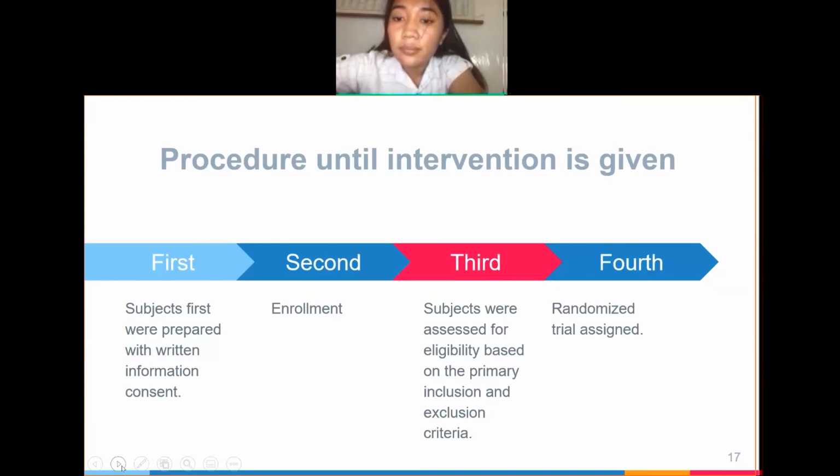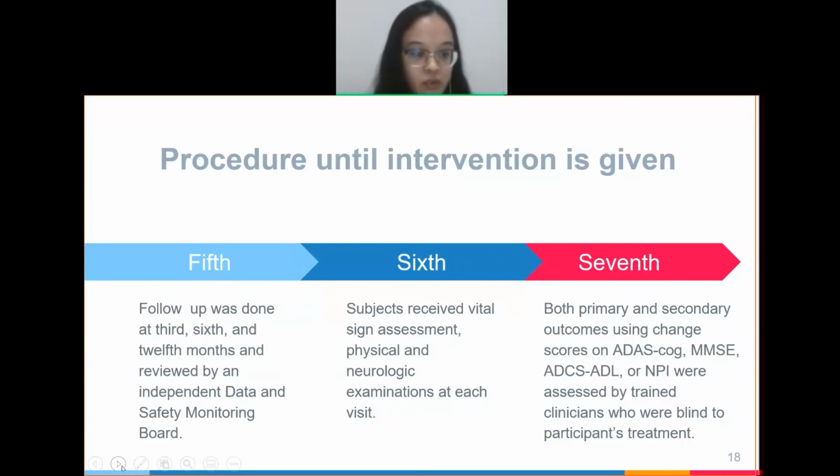So here's the procedure until the intervention is given. Firstly, subjects were prepared with written informed consent before the enrollment. Then after enrollment, they were assessed for eligibility based on the primary inclusion and exclusion criteria. The subjects who passed the screening then followed a randomized trial assigned either to treatment or placebo group. For the intervention itself, the treatment group took an active treatment regimen twice a day, and meanwhile the placebo group received the sucrose and lemon juice that were indistinguishable by color or taste.